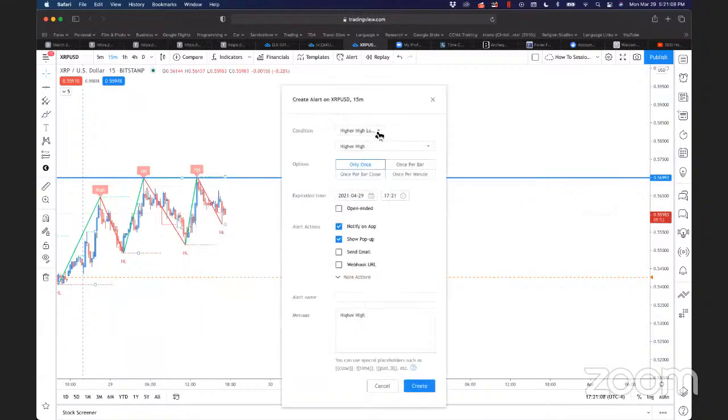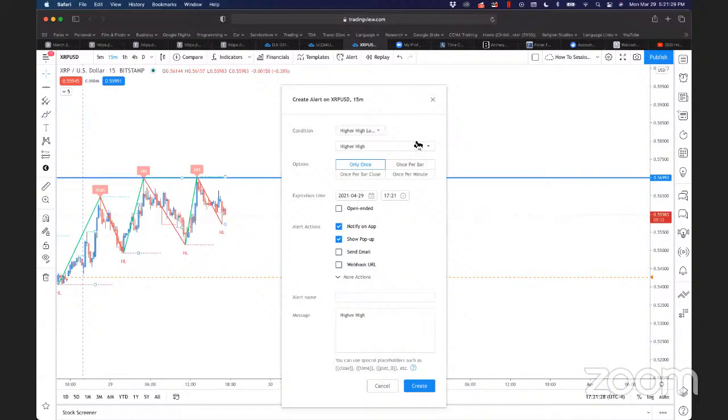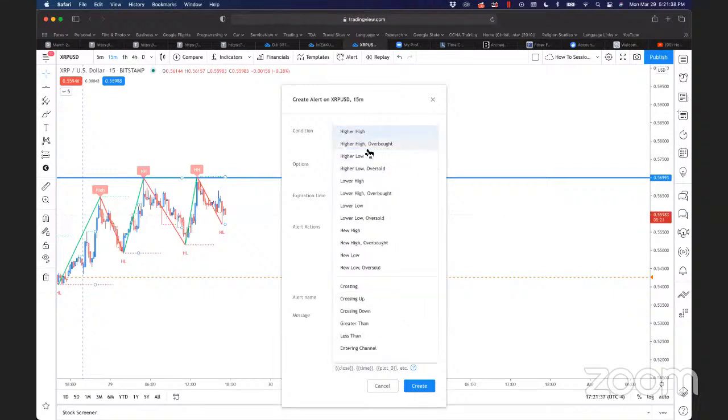And you can say, if I want to make the alert based off of a higher high, anytime I make a higher high, I can get an alert off of that. Or a lot of times, if you want to get it based off of higher low or whatever the case is, you can just click on condition, higher high, lower low live indicator. Then you can switch.